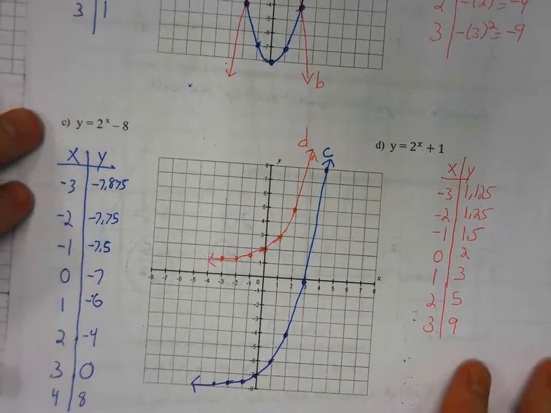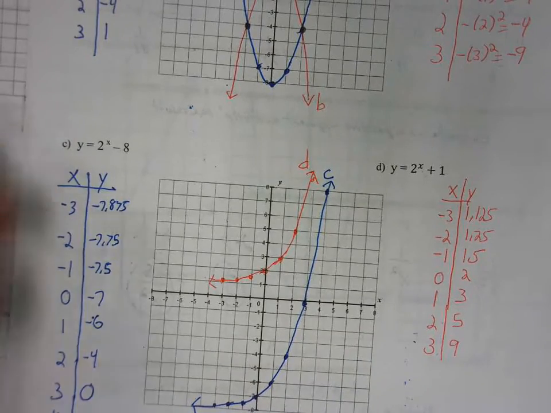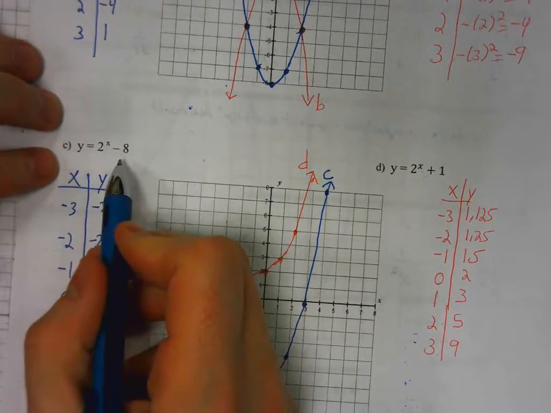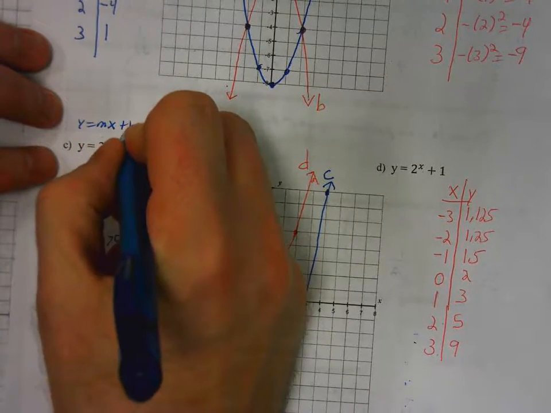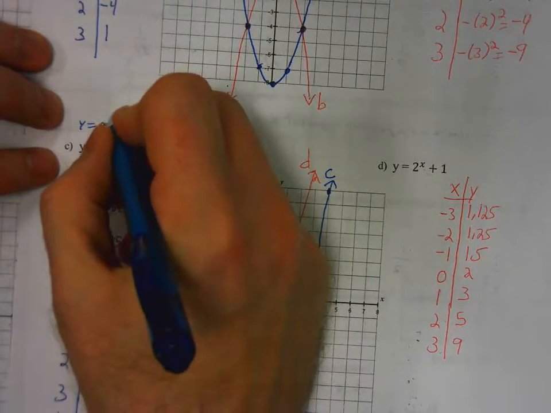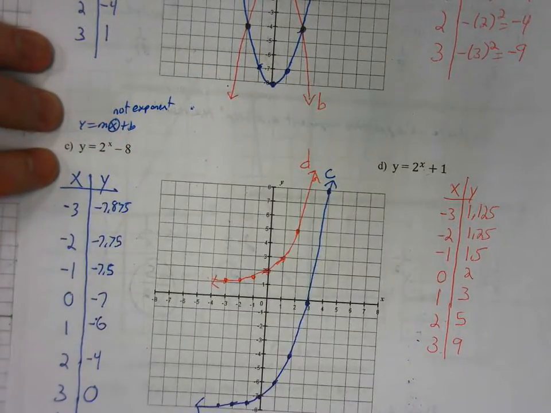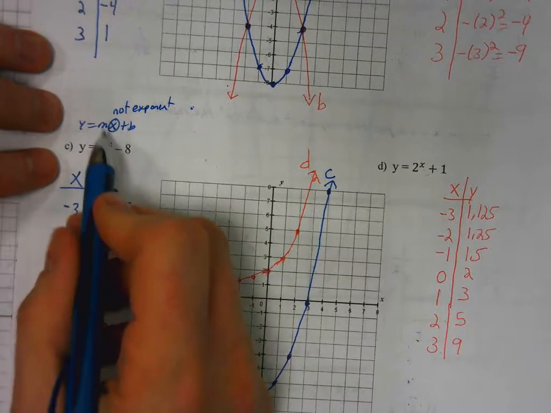Okay, so the point of doing those graphs, those parabolas and exponentials, is to show you that everything is not linear. And you have to pay attention to the form of these equations. Notice that y equals 2 to the x minus 8 is not y equals mx plus b, because x here is an exponent. So those are two different types of graphs.